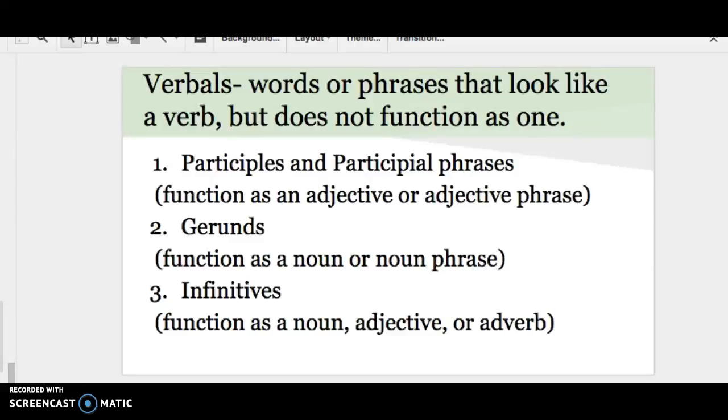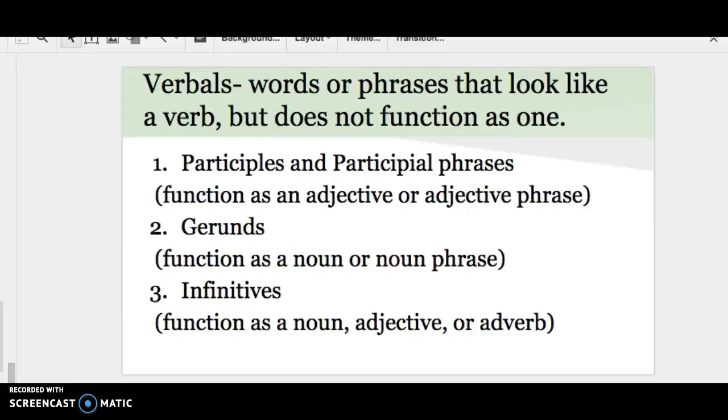In this lesson, we will be discussing one of the three verbals in grammar. Verbals are words or phrases that look like a verb, but they don't function as one. So if you see words that end in ing or ed or another form of a verb, it may not always be a verb. Three examples of that would be either, number one, a participle or participial phrase.